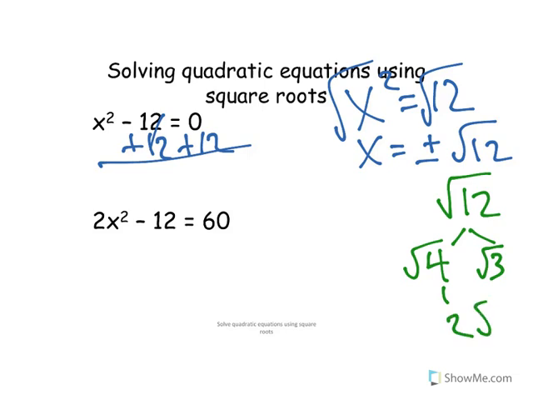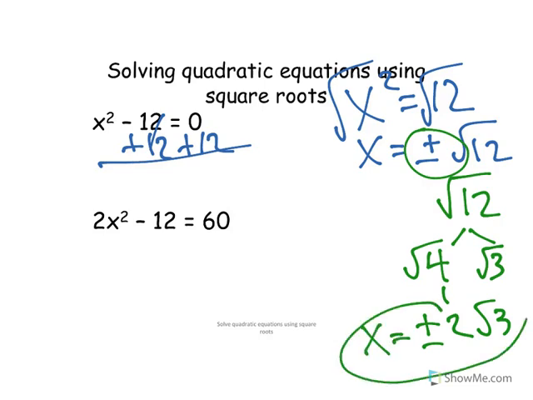The square root of 4 is 2, so we would say 2 radical 3. And we also want to bring down our plus minus. So we would say our value of x can be plus or minus 2 radical 3. All right, and then the second one is going to be pretty similar, except we shouldn't have to worry about the radical here.